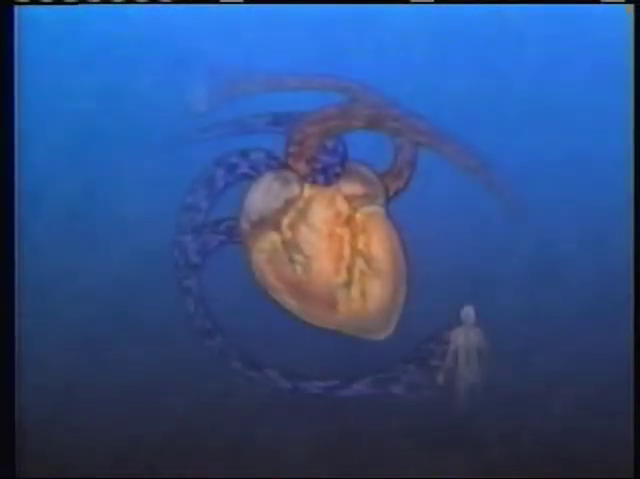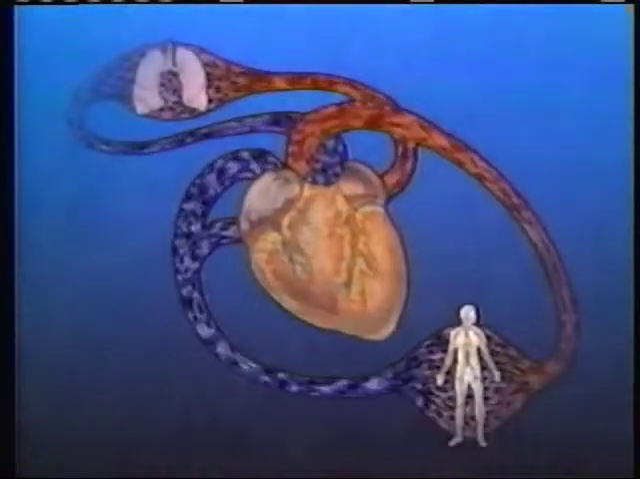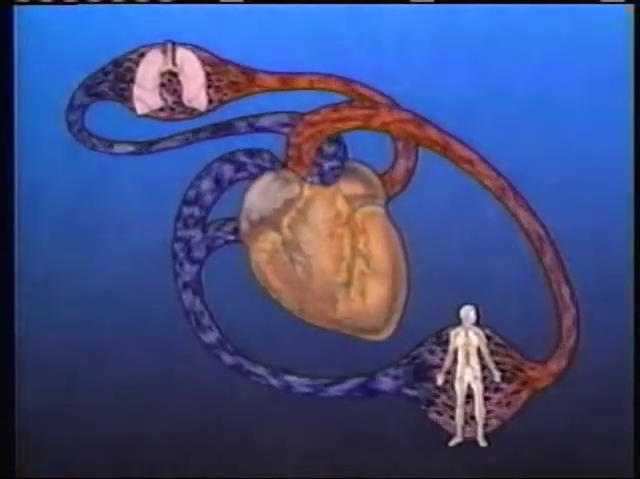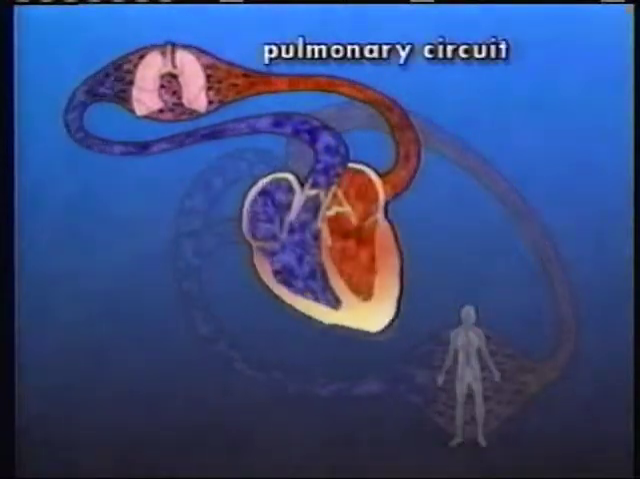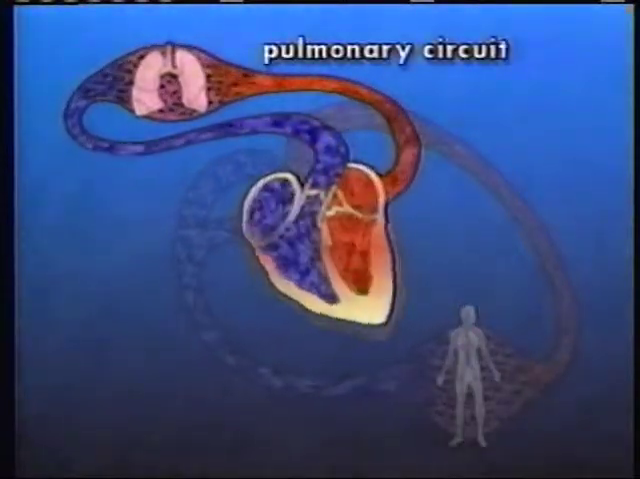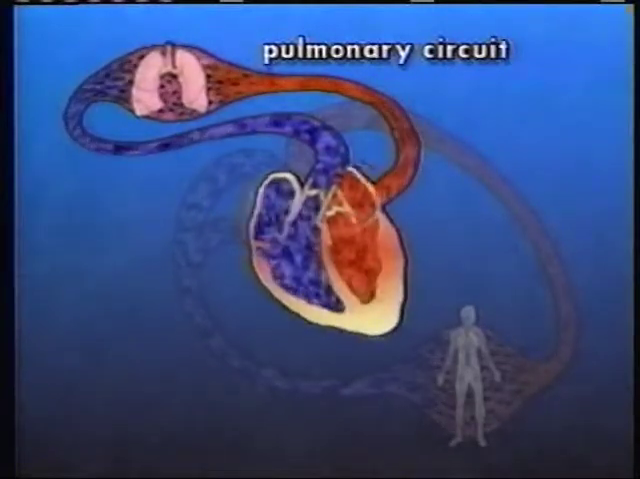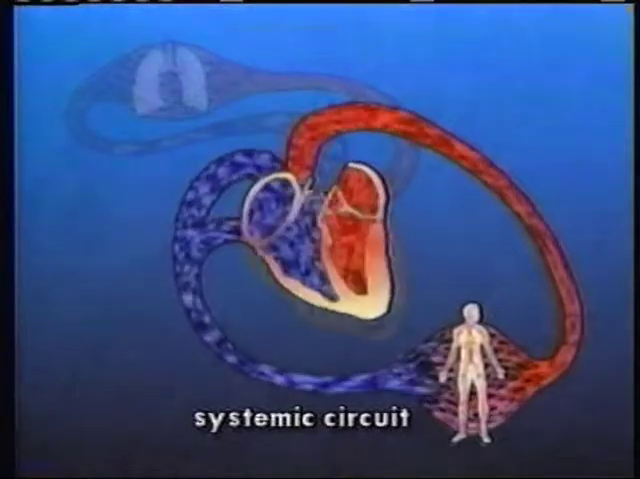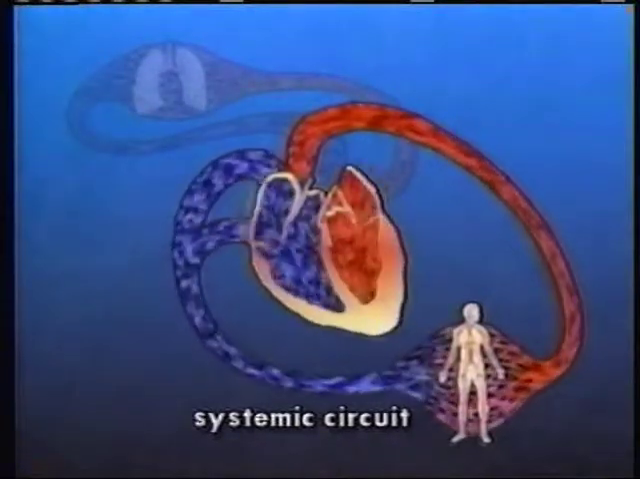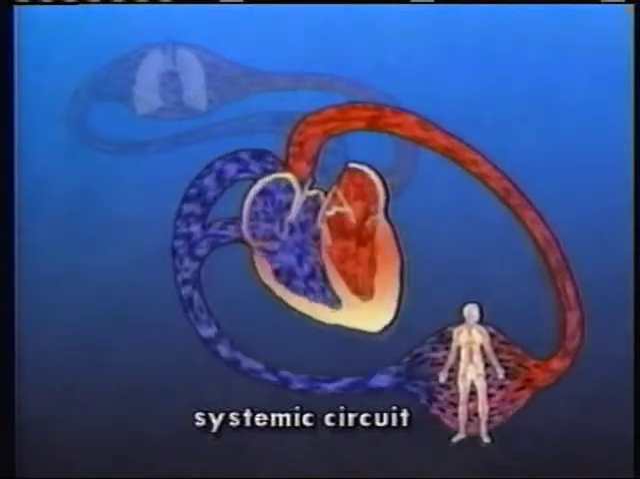The cardiovascular system consists of the heart, a muscular pump, and the blood vessels, a closed system of tubes which transport blood throughout the body. The pathway of blood circulation from the heart through the lungs and back is the pulmonary circuit. The systemic circuit is the pathway of blood flow from the heart to the capillary beds of all parts of the body and then back to the heart.